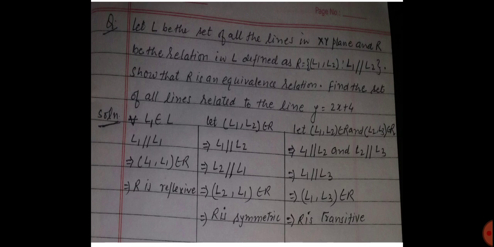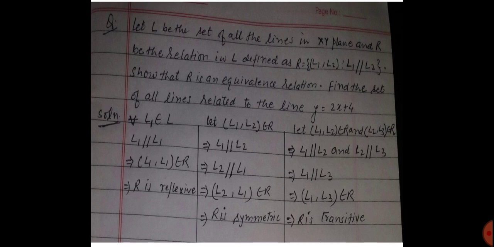The question is, let L be the set of all the lines in the xy plane and R be the relation in L defined as R equals the set of ordered pairs (L1, L2) such that L1 is parallel to L2. Show that R is an equivalence relation. Find the set of all lines related to the line y equals 2x plus 4. Let us start. First we will show that it is reflexive, then symmetric, then transitive.